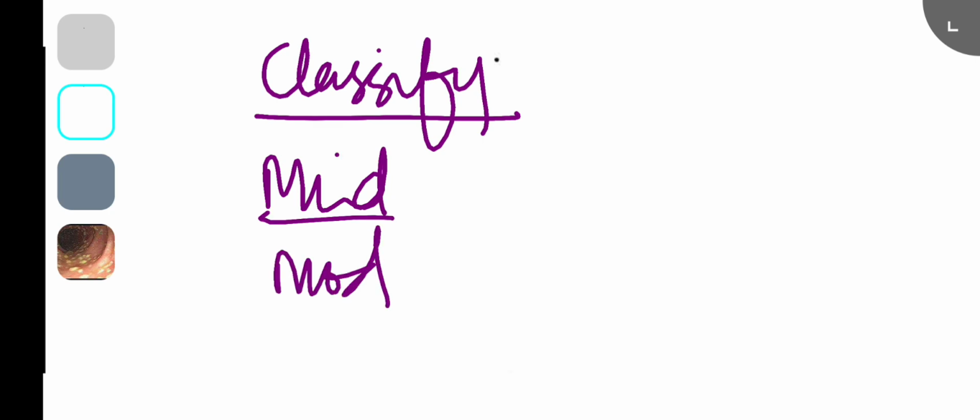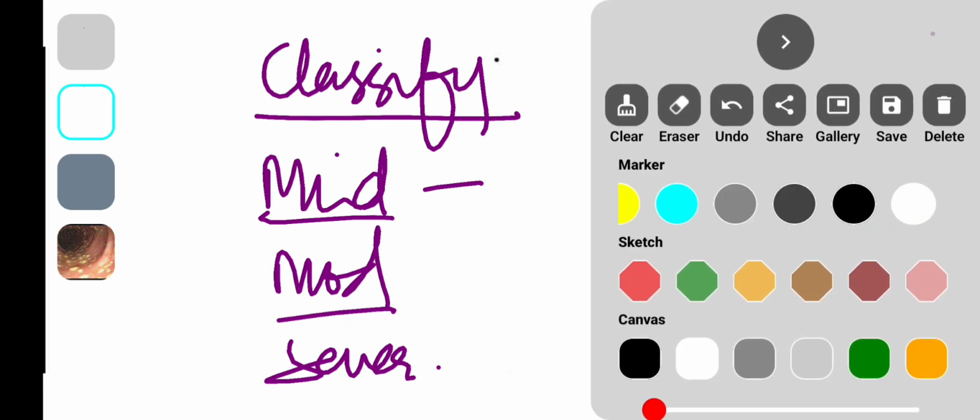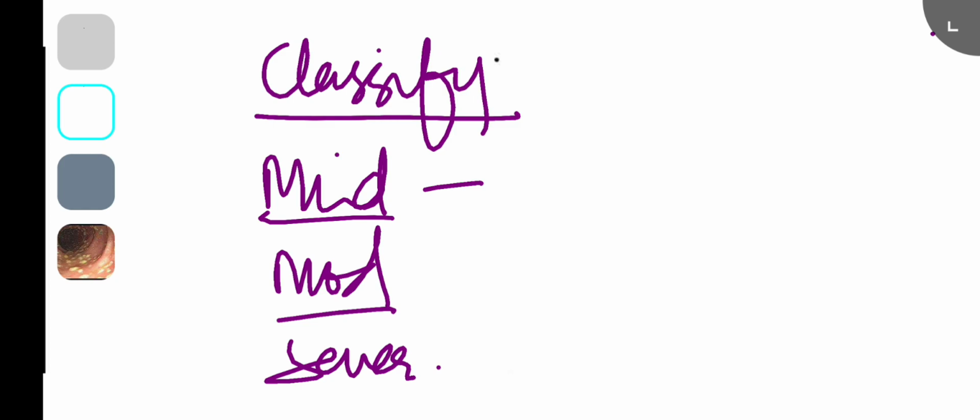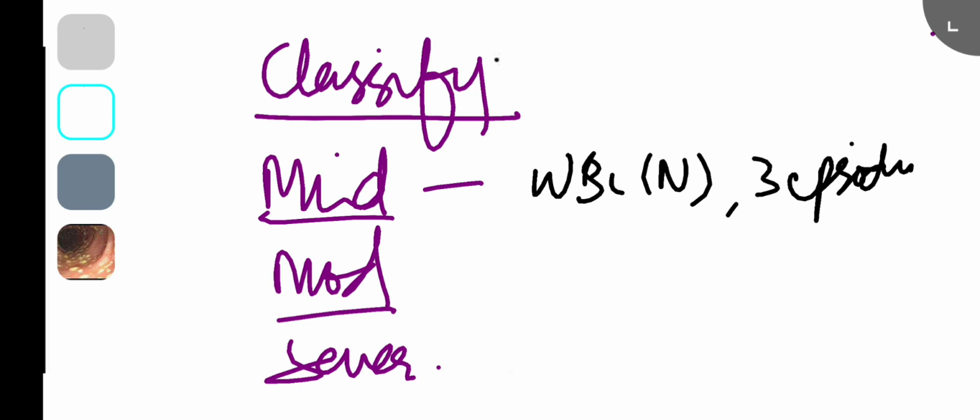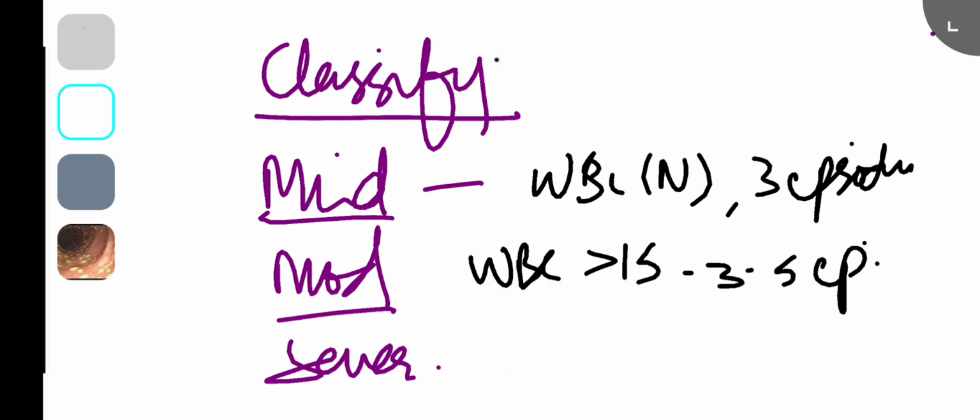Now, importantly, you classify C. difficile infection as either mild, moderate, or severe. So if the WBC counts are normal, not raised, and you have 3 episodes of diarrhea per day, this is mild infection. If WBCs are greater than 15 and you have 3 to 5 episodes of diarrhea, that is moderate infection. Severe means WBC is greater than 15 and you have the other things as well.